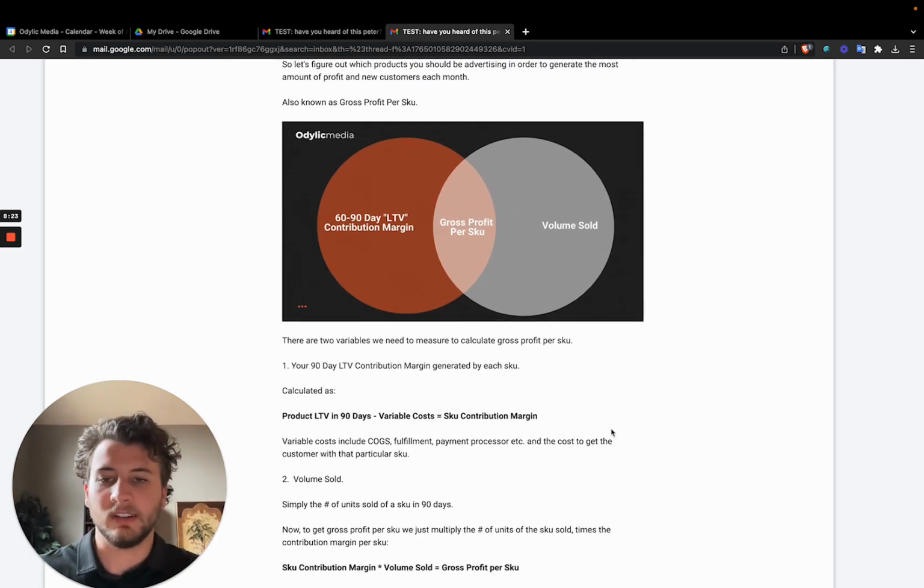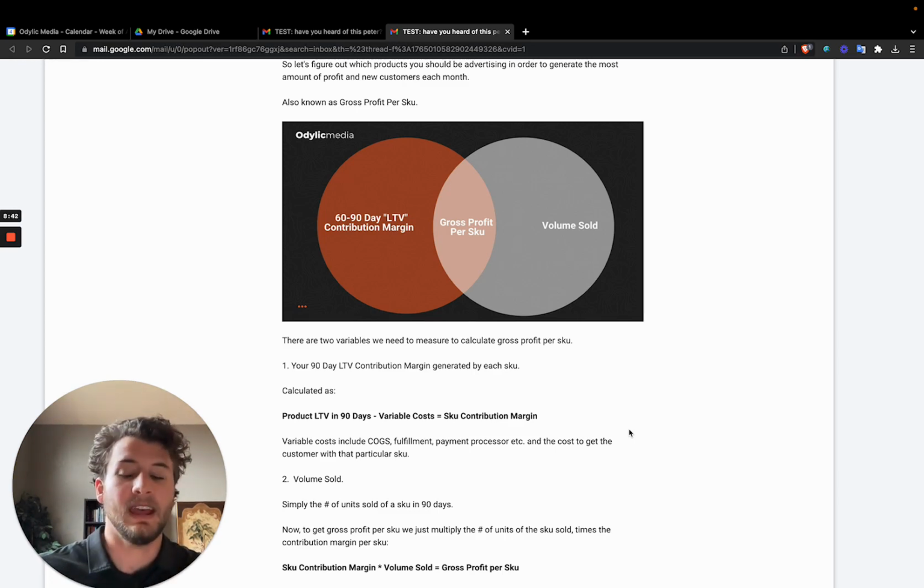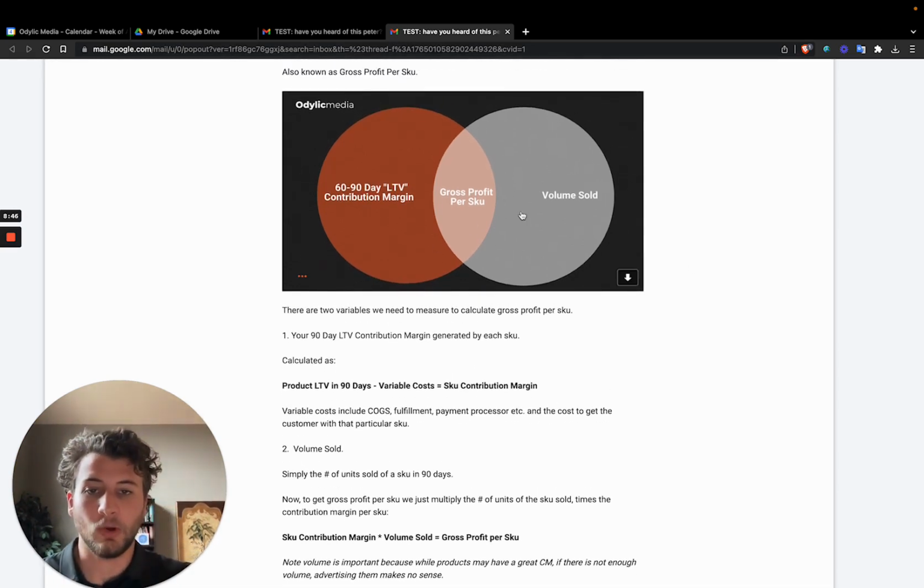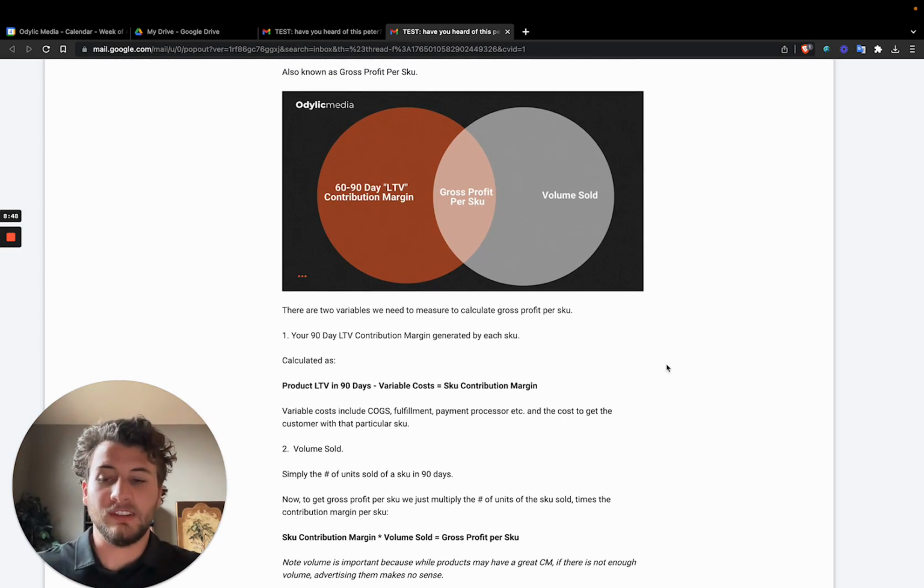And really what this looks like is just taking your 60 to 90 day LTV, whatever your timeline looks like. Again, 60 to 90 days is typically the standard. Taking that lifetime value contribution margin, so really just the gross profit over a matter of time on a per product basis, and then multiplying that by the volume sold. So to calculate this gross profit per SKU, so just how much you're actually keeping before fixed costs when you sell a particular product.